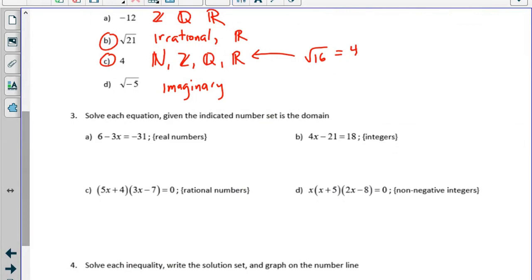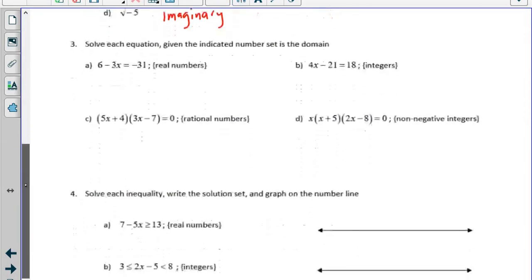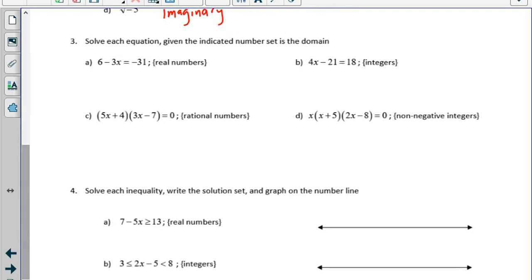Okay, problem 3. Solve each equation given the indicated number set is the domain. So that means now we're going to take what we just learned about number sets, and now we're making that the domain. Really quick, I think we've probably already learned domain and range as words, but I want to make sure that we know them for sure. So the domain basically are all of the inputs of the function, and the range are the outputs. Okay, so the domain is the inputs and the range are the outputs.